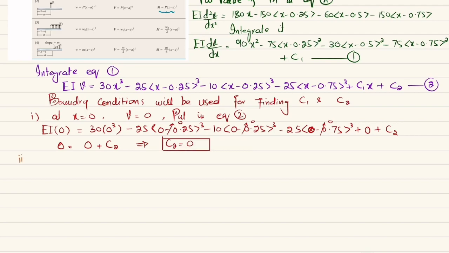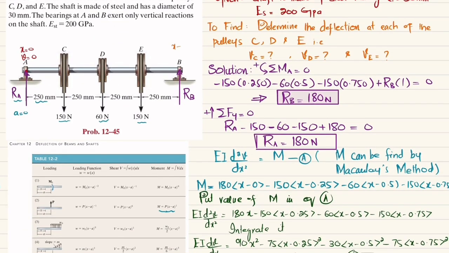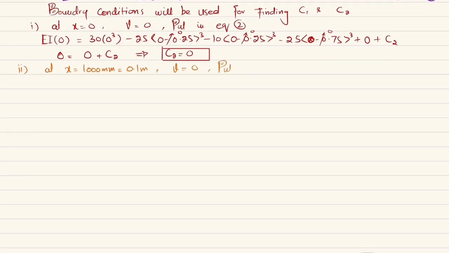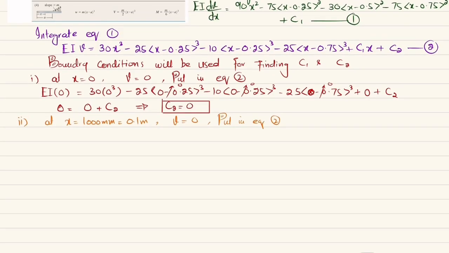We will use another boundary condition, and that boundary condition is that at x is equal to 1000 millimeter, that is equal to 1 meter, we have deflection is equal to 0. Let me show you here. You can see x is 1 meter. We have deflection is equal to 0 because there is a bearing or support at point B. So what we will do is put it in equation number 2. Let me show you. This is equation number 2.